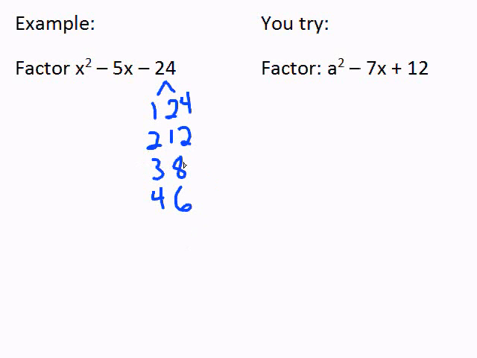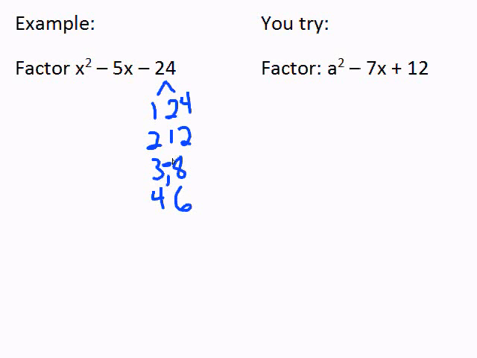Now we're going to look at each of these pairs and see if we can find a pair that will somehow add to negative 5 and multiply to negative 24. Looking at it, 1 and 24 will never add to give me negative 5. It doesn't matter if the 1 is negative or the 24 is negative, or if they're both negative, it will not add to negative 5. Now we can look at the 2 and 12. 2 and 12 will never add to negative 5. If it was negative 2 and positive 12, we'd get 10. Positive 2, negative 12, we'd get negative 10. 3 and 8 will add to negative 5 if we make it a positive 3 and a negative 8.